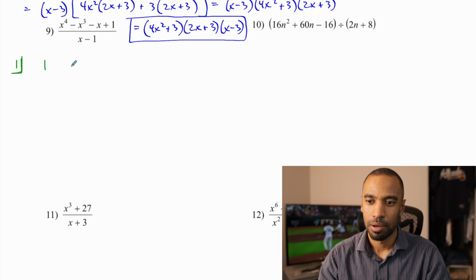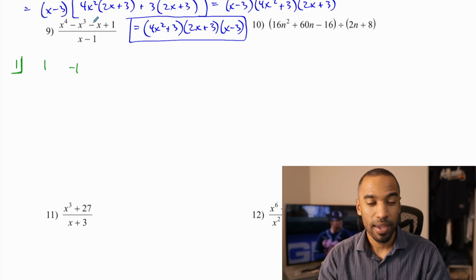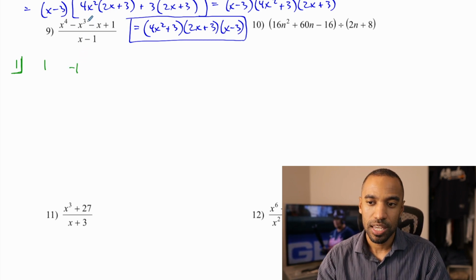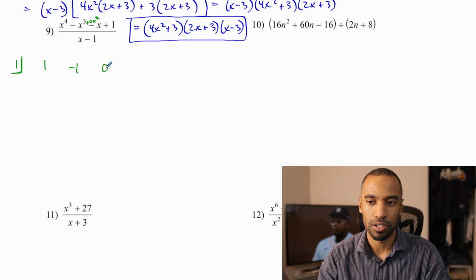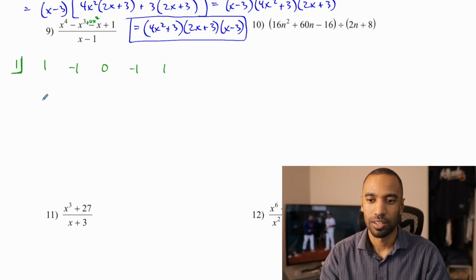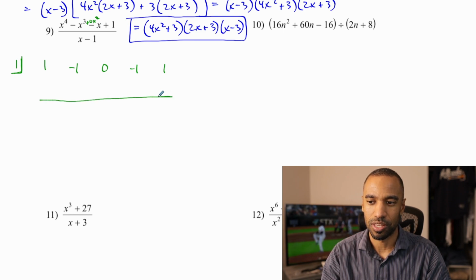1x to the 4th minus 1x cubed. Where's my x squared term? If it's missing, that means it's plus 0x squared. And you need, here's the thing, you need to put this placeholder 0 there. 0x squared. Minus 1x plus 1. A lot of 1s and 0s and stuff like that. So this thing's going to be pretty clean when we work it down.